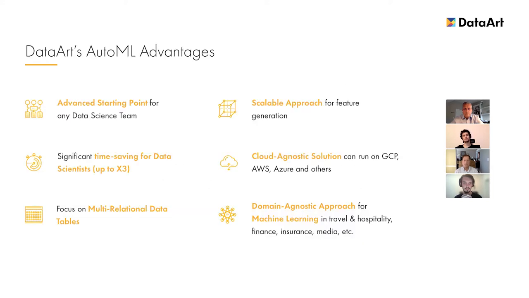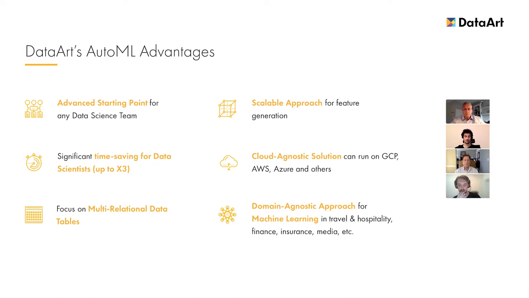So let's wrap up the key advantages of our AutoML solution. First of all, that's an advanced starting point for data scientists. As in our example, we've got pretty cool results even in automated mode. So we had to spend less time to figure out more cool features just to get even better results. And for time saving, that's something that Dmitry illustrated. Like in the usual basic manual pipeline, it may take up to 3 times longer than in our automated pipeline.